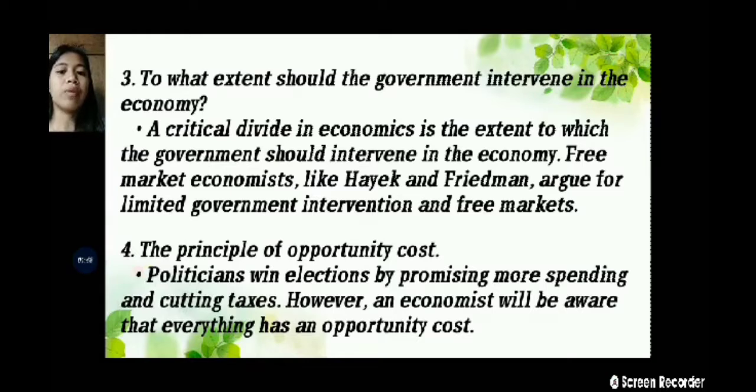For example, should the government provide health care free at the point of use, or is it more efficient to encourage private health care? The principle of opportunity cost.